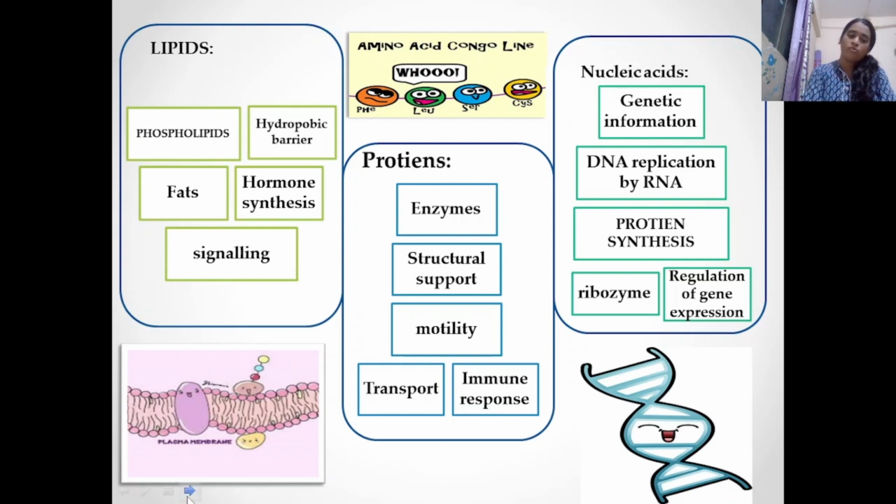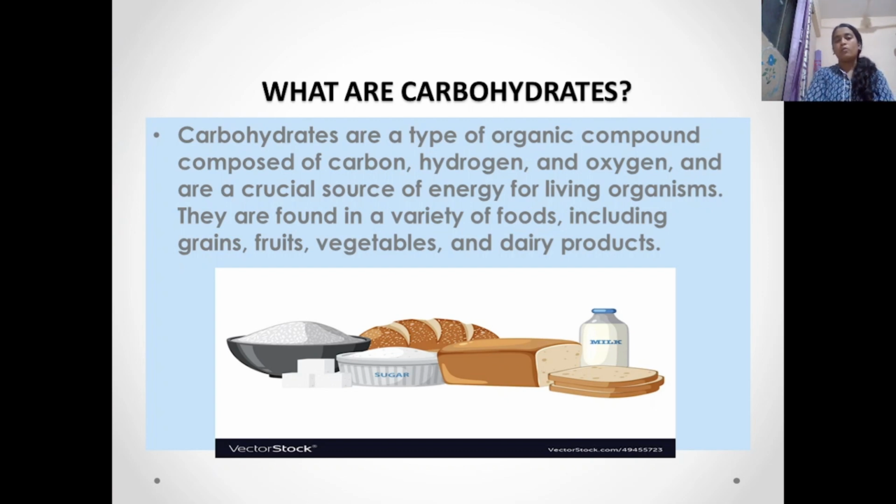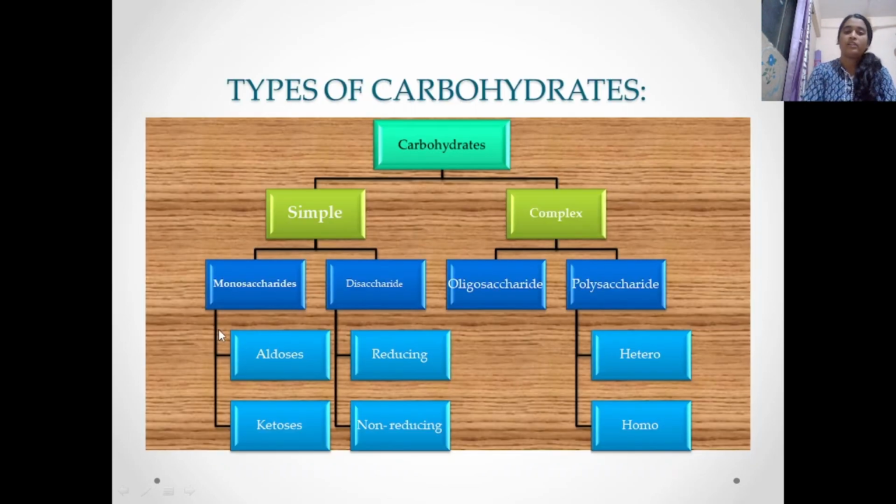Now we will look at the fourth type of biomolecule, that is carbohydrates, in detail. So let us understand what carbohydrates are. Carbohydrates are a type of organic compound which are composed of carbon, hydrogen and oxygen, and they are very crucial for obtaining energy from various foodstuffs like fruits, vegetables, dairy products, and they serve as energy for the cell. Then the carbohydrates are differentiated into two main types, that is simple carbohydrates and complex carbohydrates.